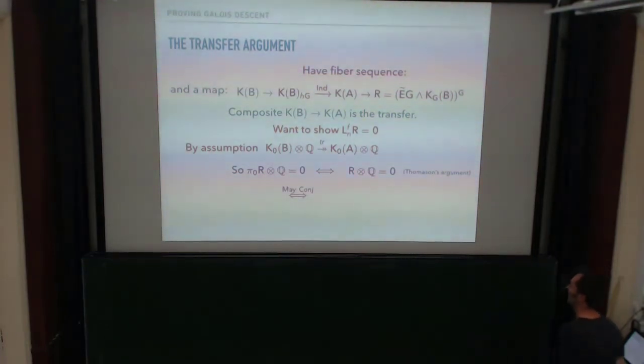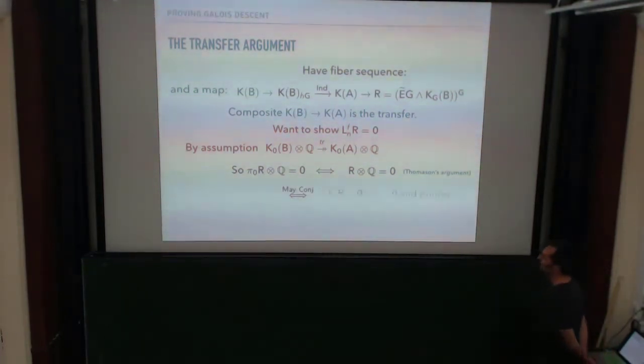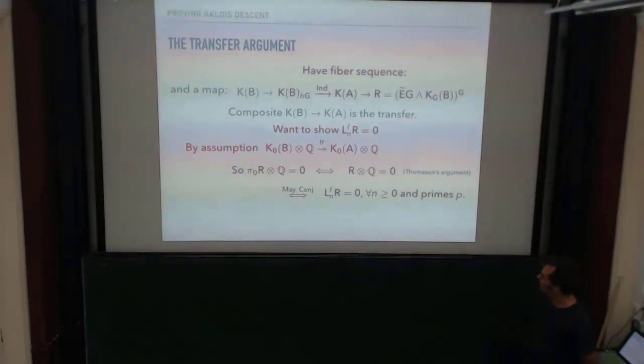Then we have the new input. We have May's conjecture now. That shows me that all these localizations are 0. And that proves all the Galois descent.